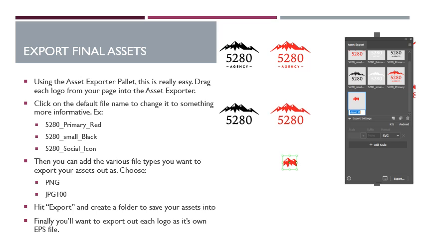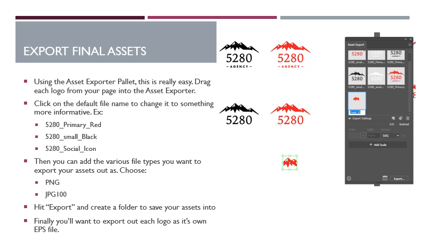All right, and then at the bottom there, you can choose what type of file you want it to export out as. You're going to need both PNGs and JPEG 100s. JPEG 100 is the best version of a JPEG, so the largest file size, but the best rendering of it. If you choose like 80 or 60, you just get a smaller file size. And then you're just going to hit export, and that creates a folder, and you can name the folder that saves all your assets into.